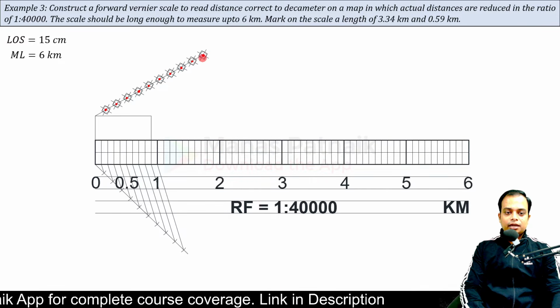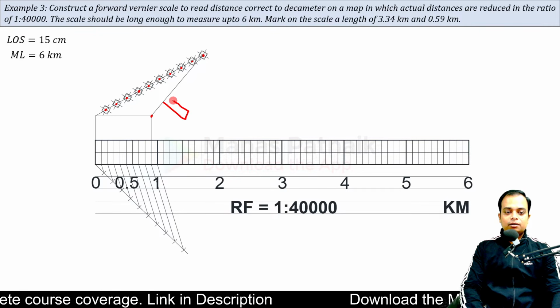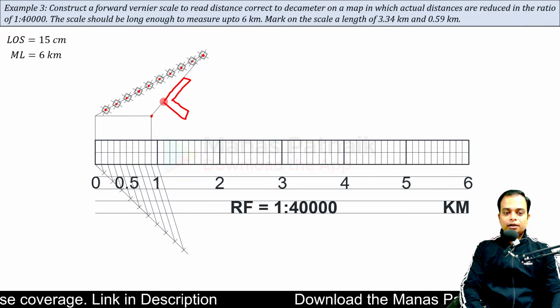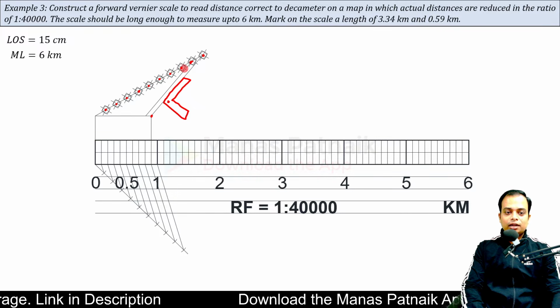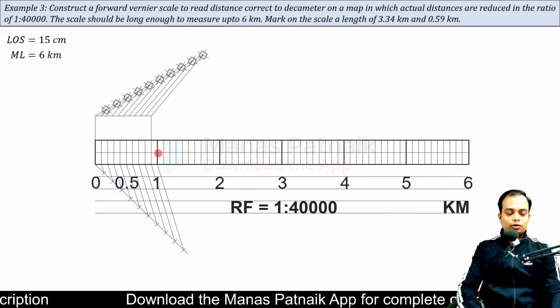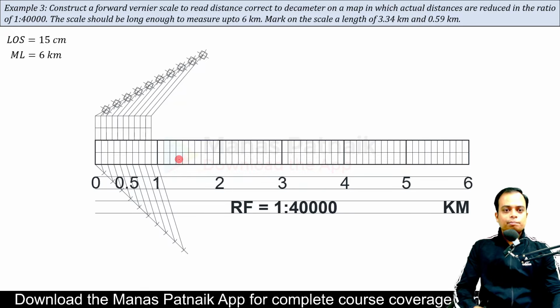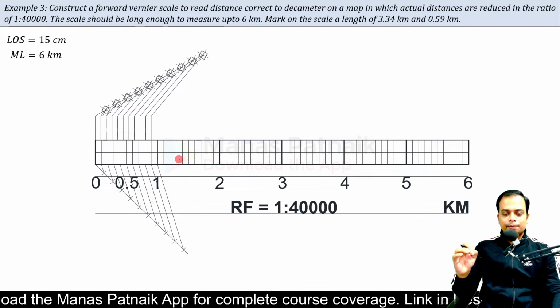Keep your scale at the 10th point and join. Now keep your drafter, tighten the screw, move it to the 9th point, and draw a line. In the same fashion, repeat the process, and these are all your divisions. Now again finish it in this fashion. Very easy. So our vernier scale is done.